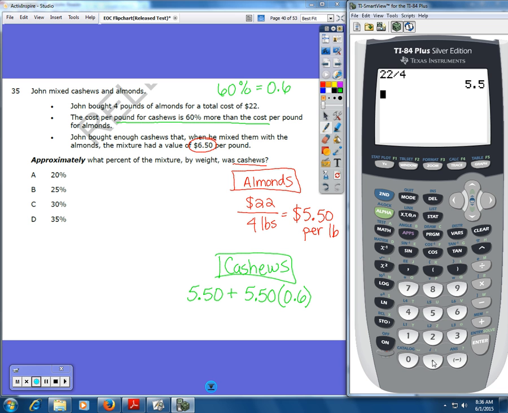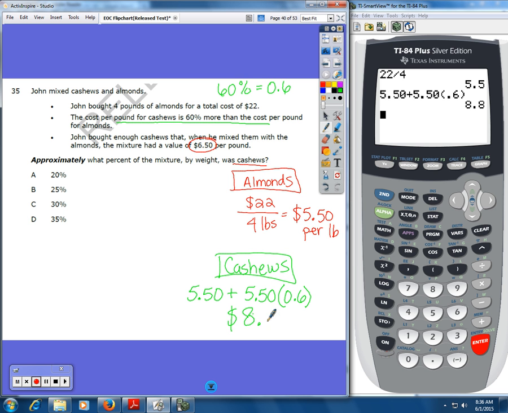So I'm going to put $5.50 plus 5.50 times 60%. So for cashews, the price per pound is $8.80 per pound. All right, so for almonds, we have $5.50 per pound. For cashews, we have $8.80 per pound.